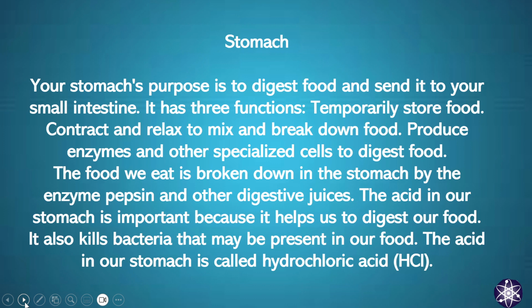The food we eat is broken down in the stomach by the enzyme pepsin and other digestive juices. The acid in our stomach is important because it helps us to digest our food, and it also kills bacteria that may be present in our food. The acid in our stomach is called hydrochloric acid, and you can also write this as HCl. H is hydrogen and Cl means chloride.